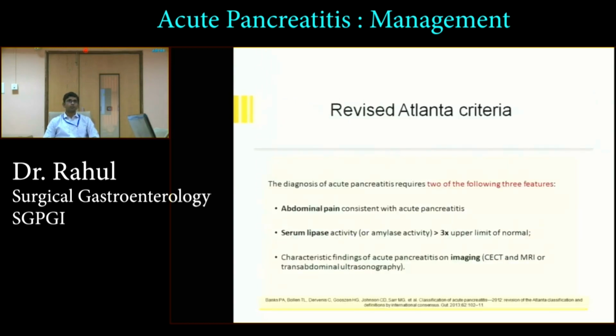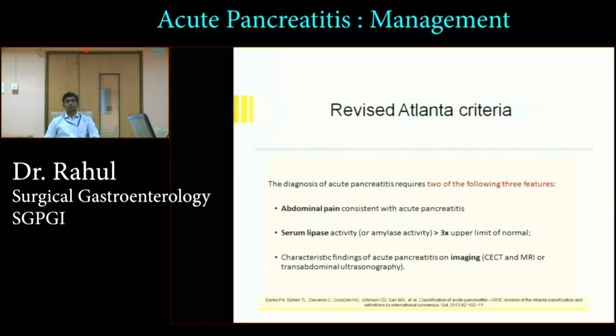The diagnosis is based on the Atlanta classification. The revised Atlanta criteria say that if any two of these three features are present, it can be termed acute pancreatitis. One feature is acute abdominal pain, mostly in the upper abdomen. The second is serum lipase or amylase activity more than 3 times the upper normal limit. Usually the upper normal limit at various places is 90 to 95, so if it is more than 300, it can be considered acute pancreatitis.